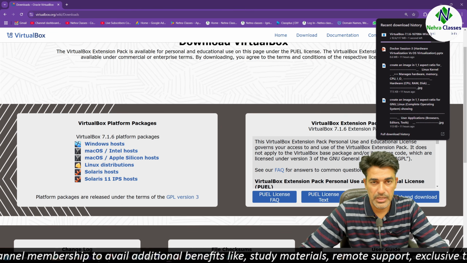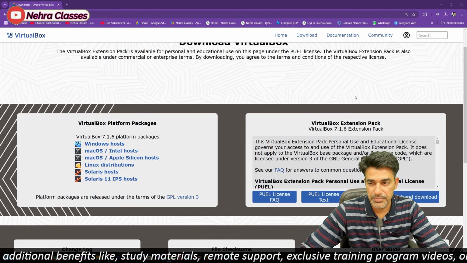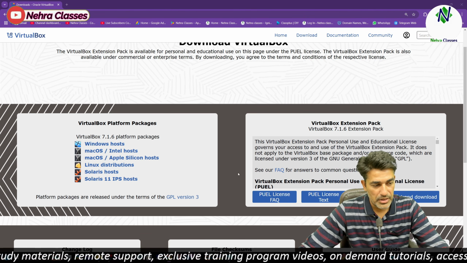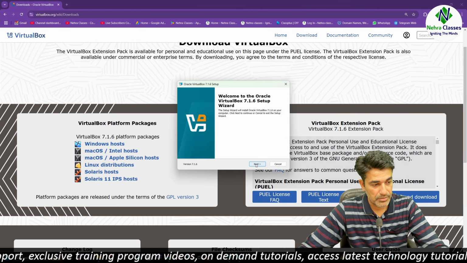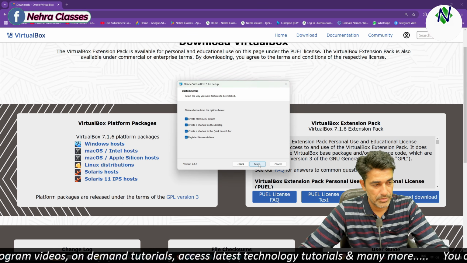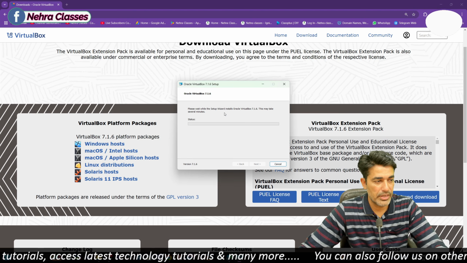It will download a file in your machine. You need to execute this file and install this software so that you can virtualize the hardware and run the virtual machines there. Okay, this is how you can download it.